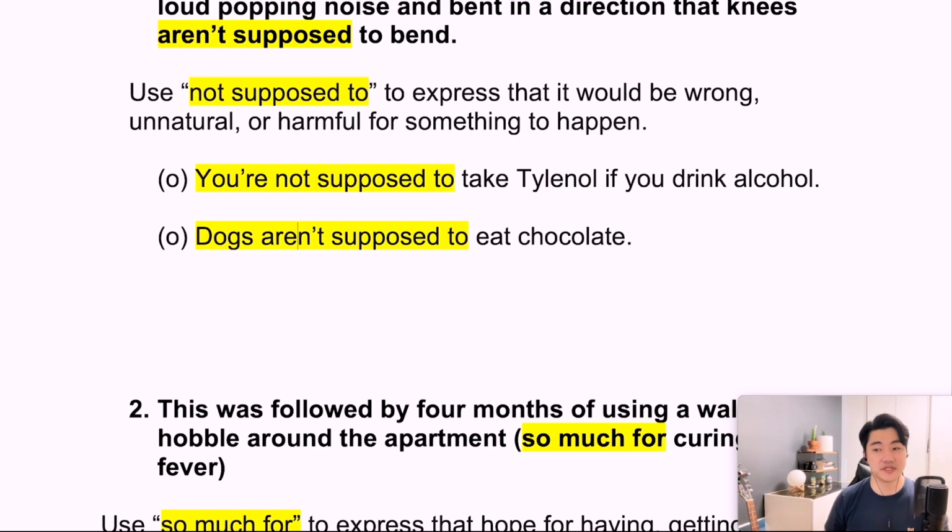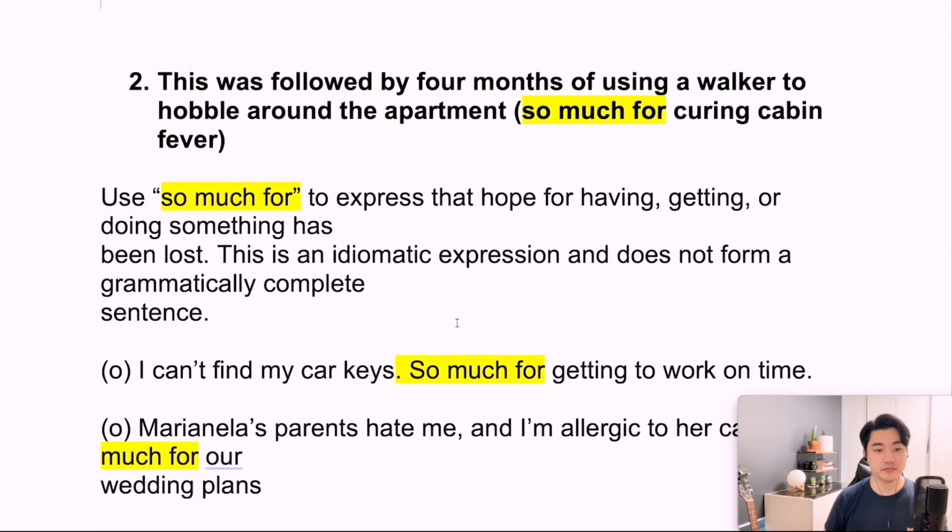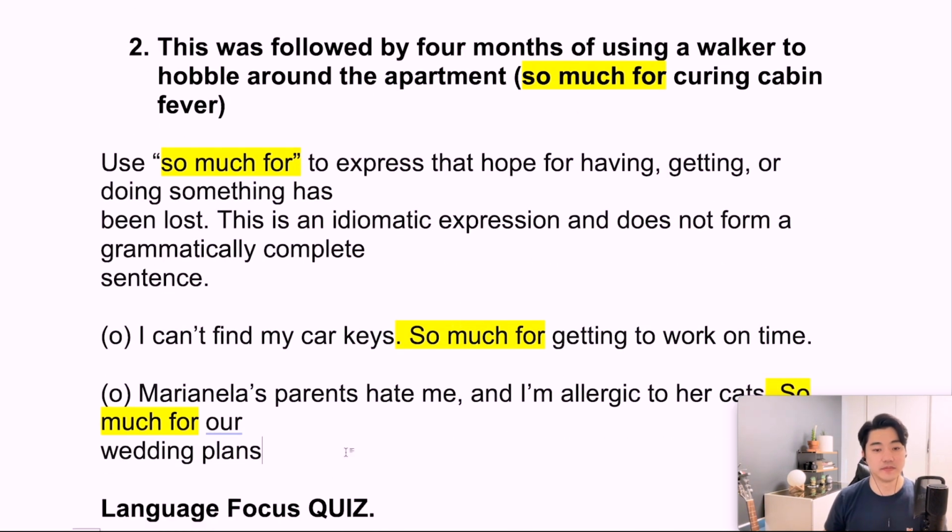Dogs aren't supposed to eat chocolate. So, they're not supposed to eat chocolate, meaning chocolate is bad for them. It's harmful for them. So, yes. Okay, moving on to number 2.